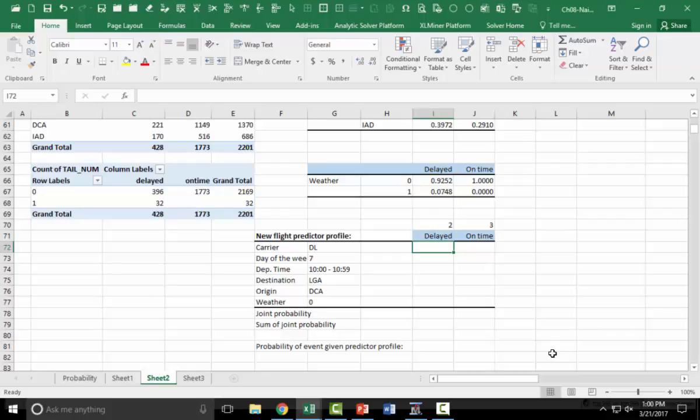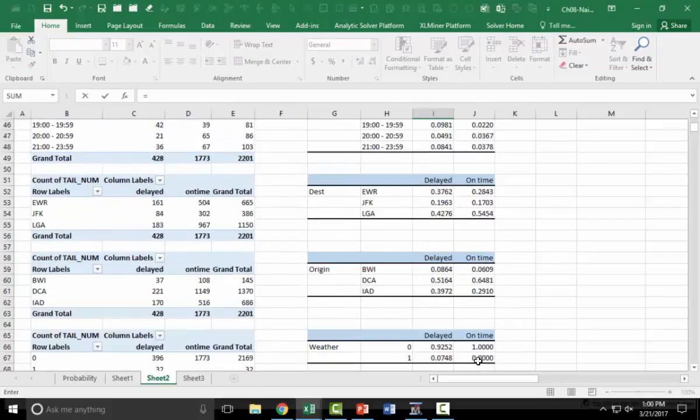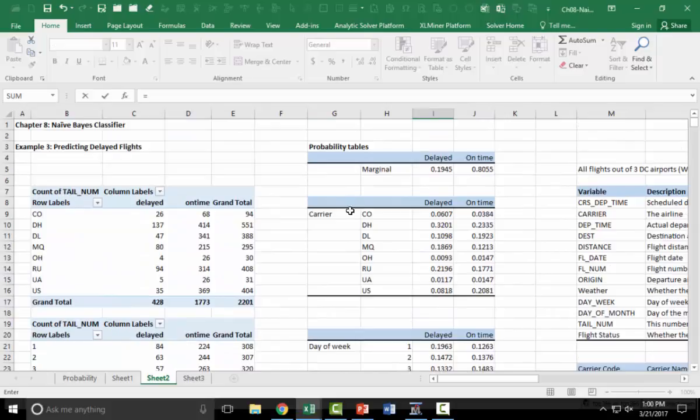So if it was exact Bayes, then we have to look at this particular predictor profile all joined together. But that would be almost impossible. So we're going to look at each of them individually. So the first one is DL, so which is that. Okay.